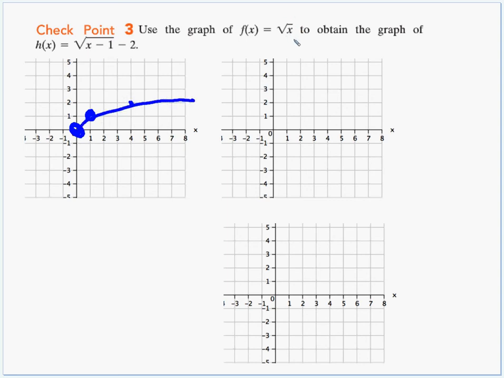And now from the root of x, we want to do our horizontal shift first, left to right. So that -1 means we're going to move over 1 unit. So now we're going to hit here on the +1 on the x-axis. And from that point, we can go up 1 over 1, and then up 1 over 3 more, just to get a couple more dots on the graph.